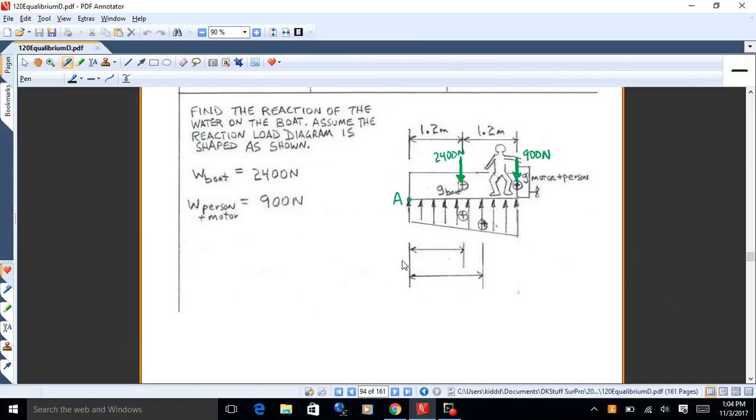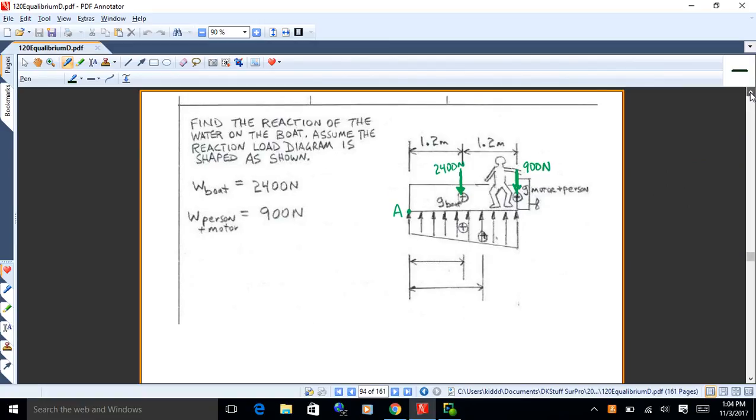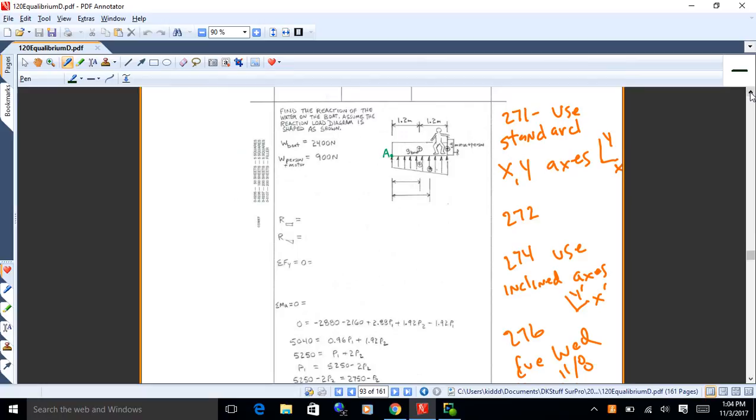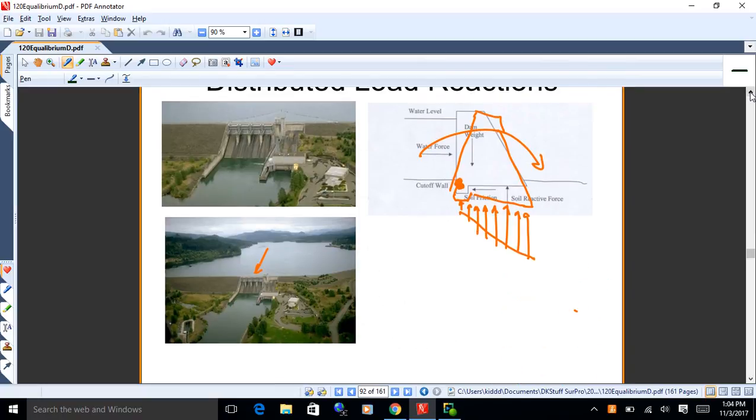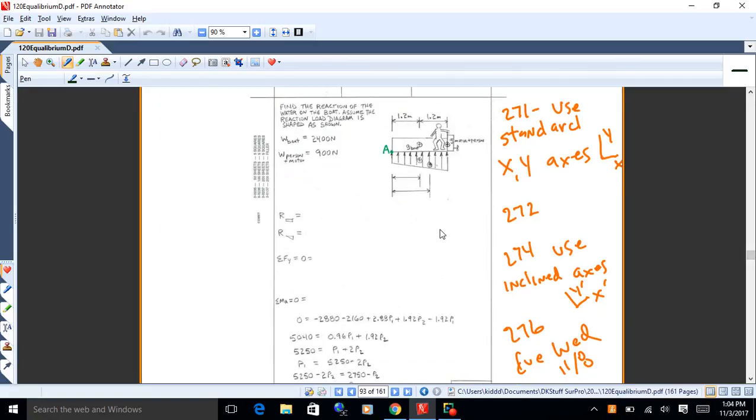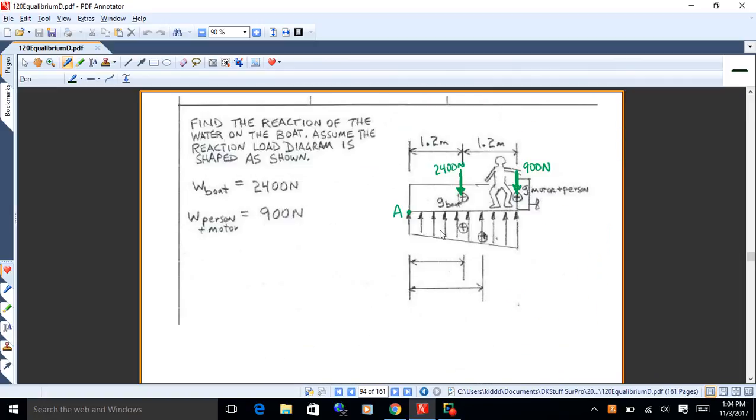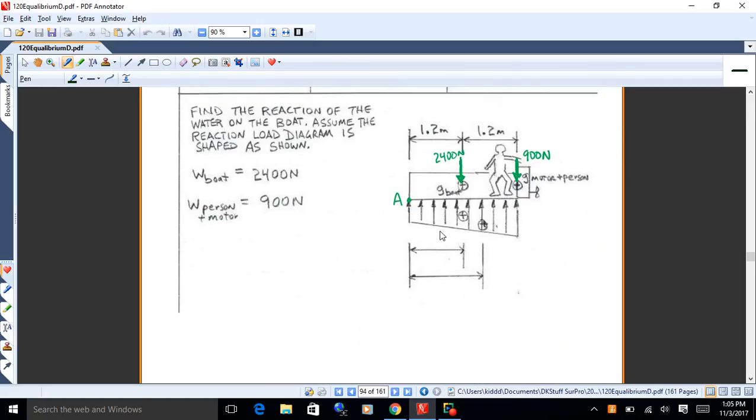This is page 442. So what we're assuming is because there's a little bit more weight in the back of the boat with the motor and the person back there, that the boat's going to rock back a little bit into the water, similar to this dam here kind of rocking around that front point. So we're going to assume that the water reaction on the boat's going to be a little bit stronger back there, okay? And we'll assume it's a linear relationship.